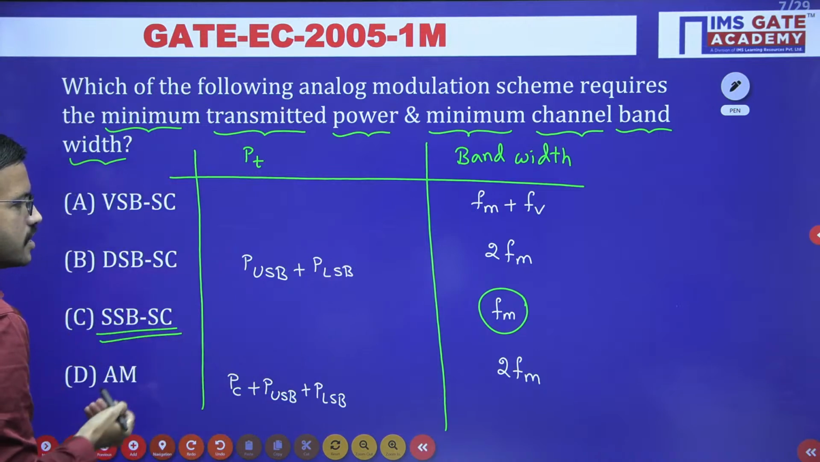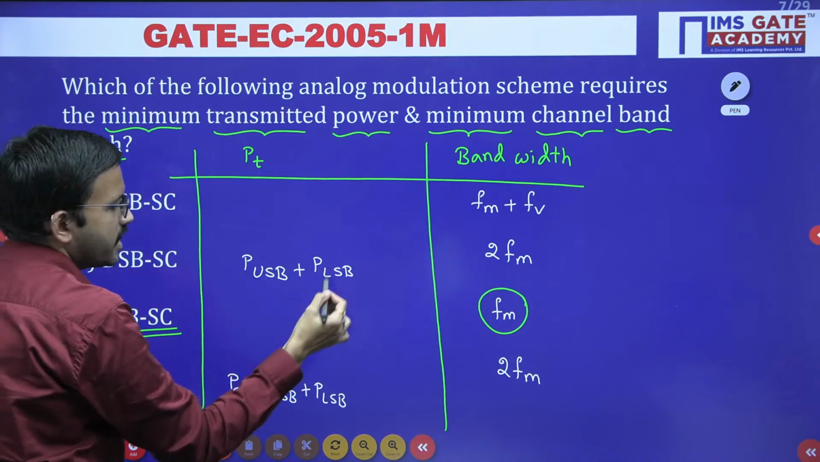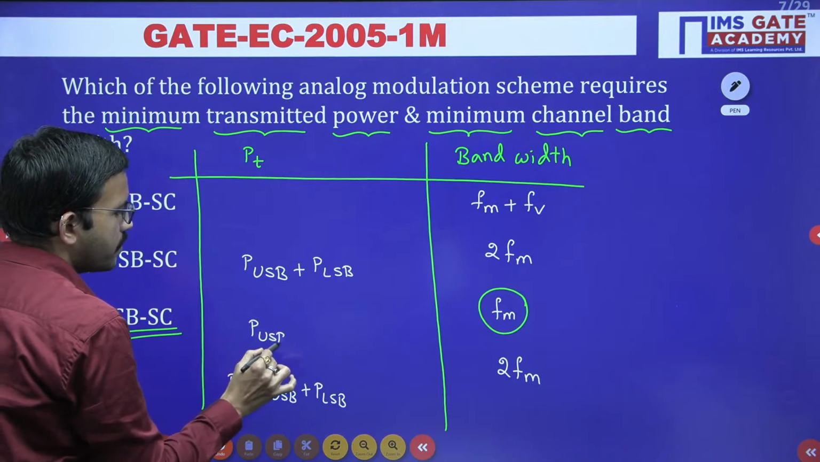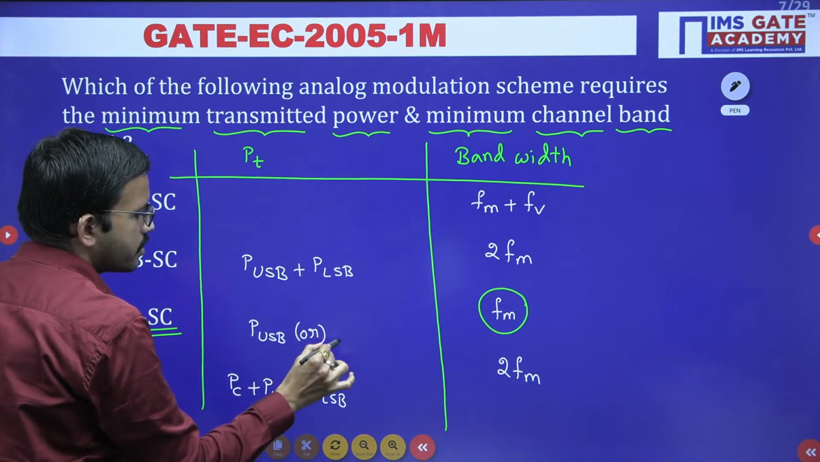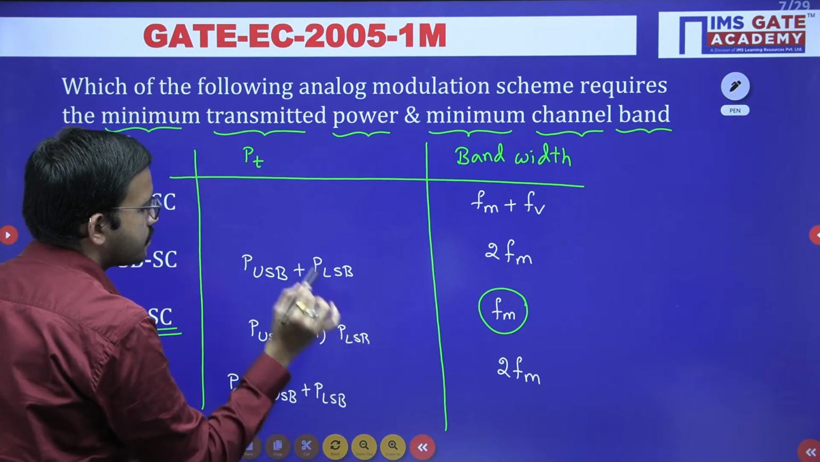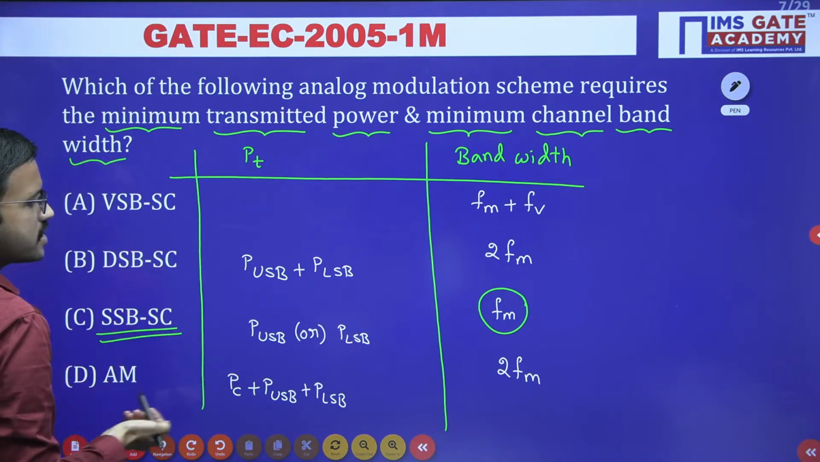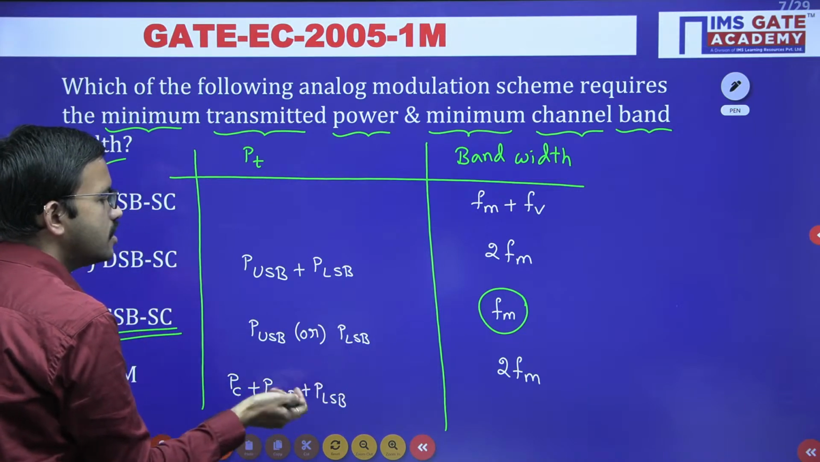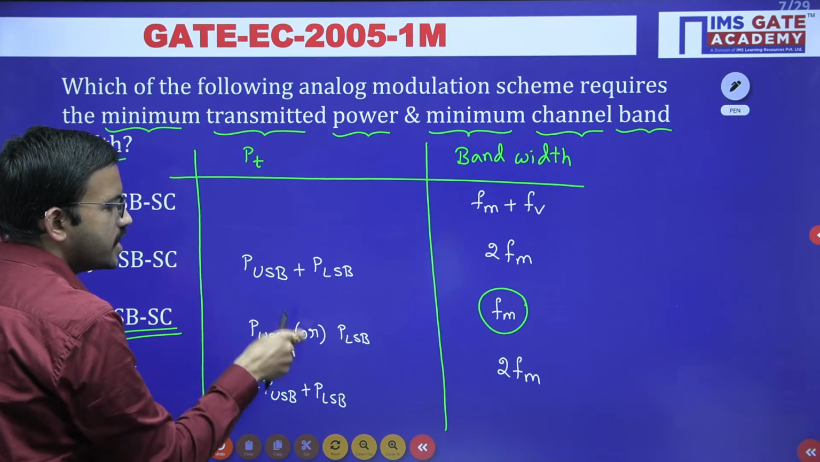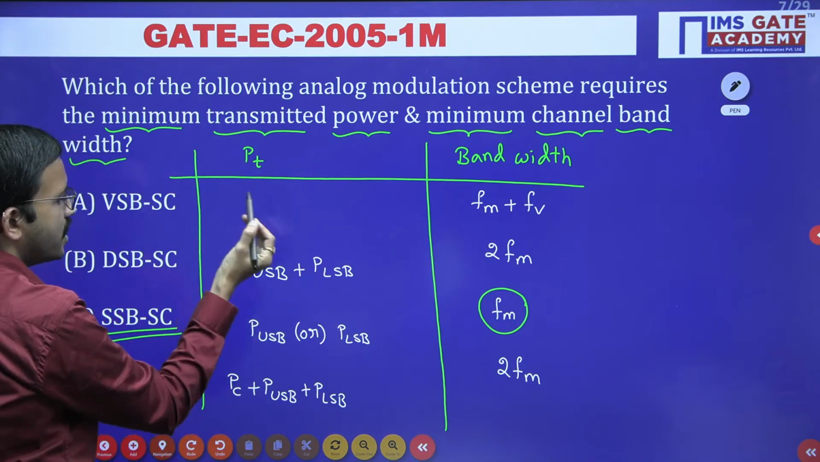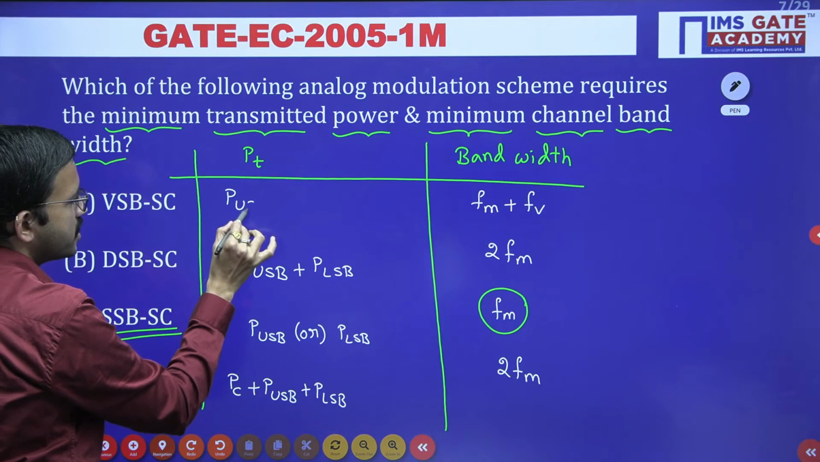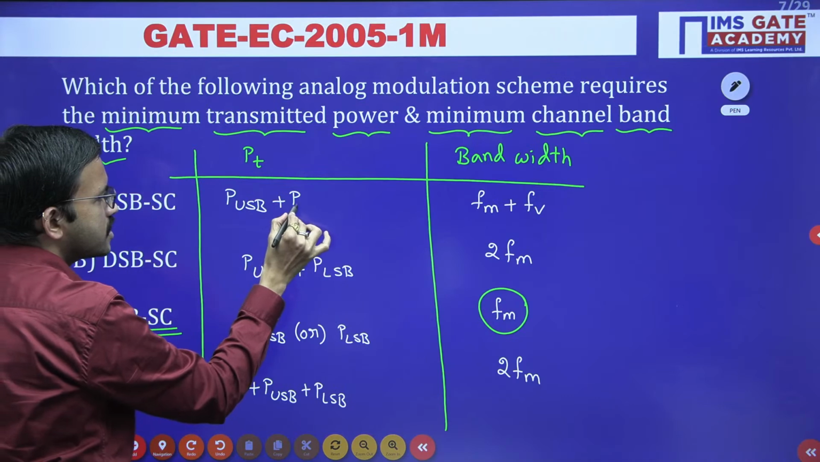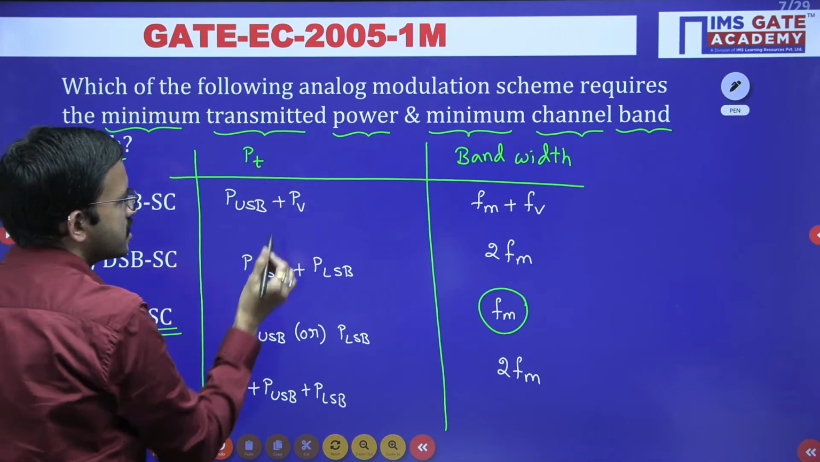whereas in SSB-SC we are considering only one of the sidebands, either upper sideband or lower sideband, so either upper sideband power or lower sideband power, any one of them. In VSB-SC we consider either the upper or lower sideband completely, along with part of the other sideband. Suppose I consider the upper sideband completely, along with some part of the lower sideband, that is nothing but PV, the vestigial sideband power.